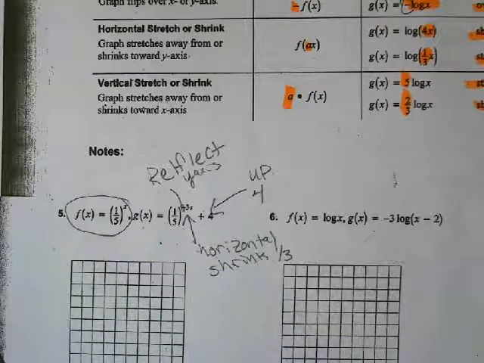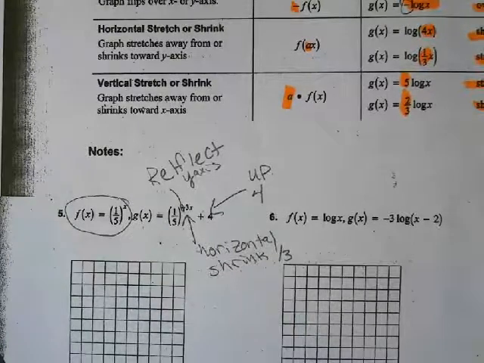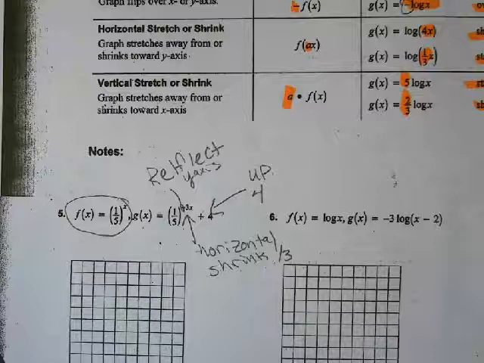So did it do what we thought it was going to do? Yeah, it did, didn't it? It made it smaller, closer to the y-axis. It brought it up, and it even flipped it across the y-axis. So everything that we thought it was going to do, it did. So we're in the clear.